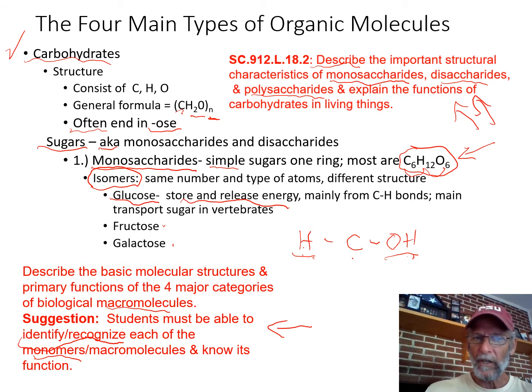And that energy we're going to see mainly comes from the bonds between carbon and hydrogen. Not the bonds between carbon and oxygen, but the ones between carbon and hydrogen, and we'll come back to that later. Okay, so fructose and galactose are also C6H12O6 monosaccharide simple sugars. They're just a little bit different structurally, and sometimes, as we'll see, it's just a little bit different.